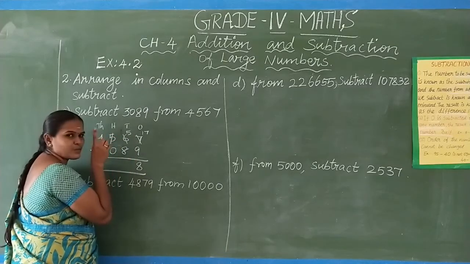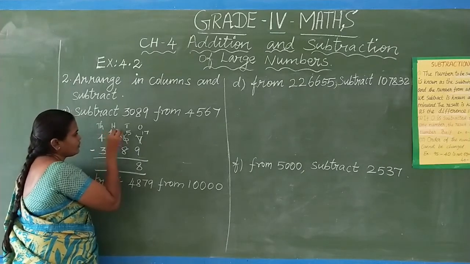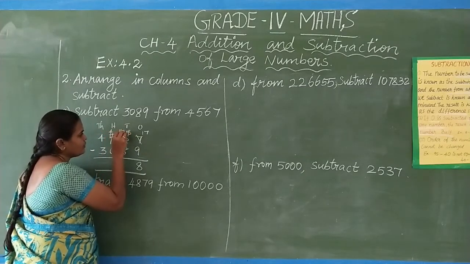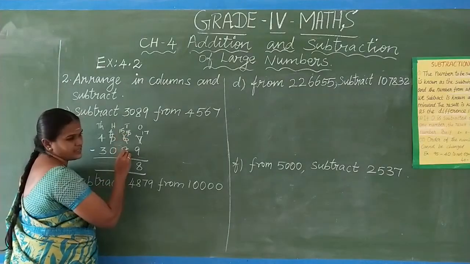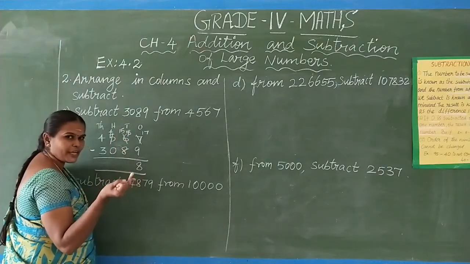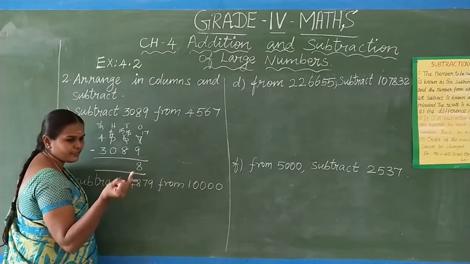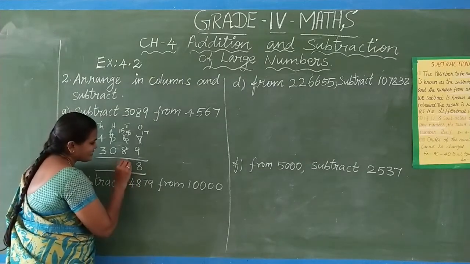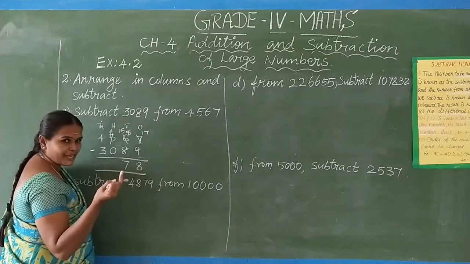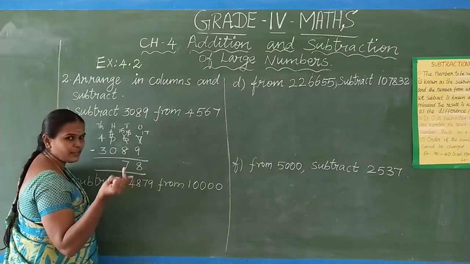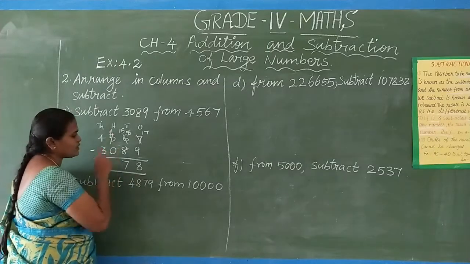So 5 minus 1, 4. So this 5 changes into 15. 15 minus 8: 8 after 9, 10, 11, 12, 13, 14, 15. So your answer is 7. So 4 minus 0.